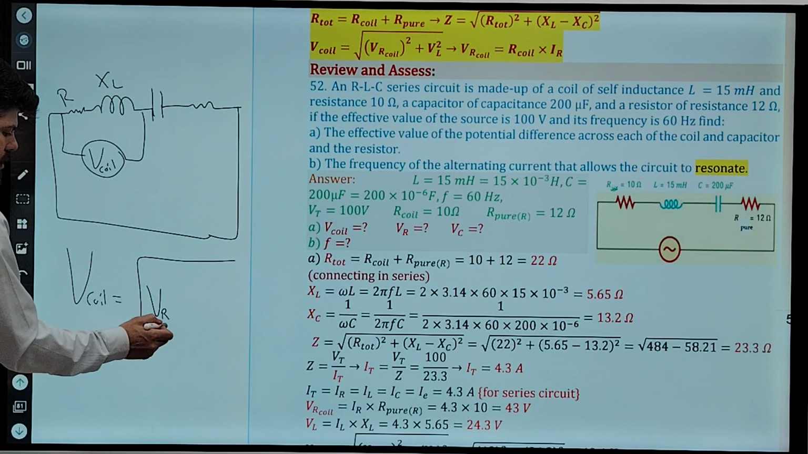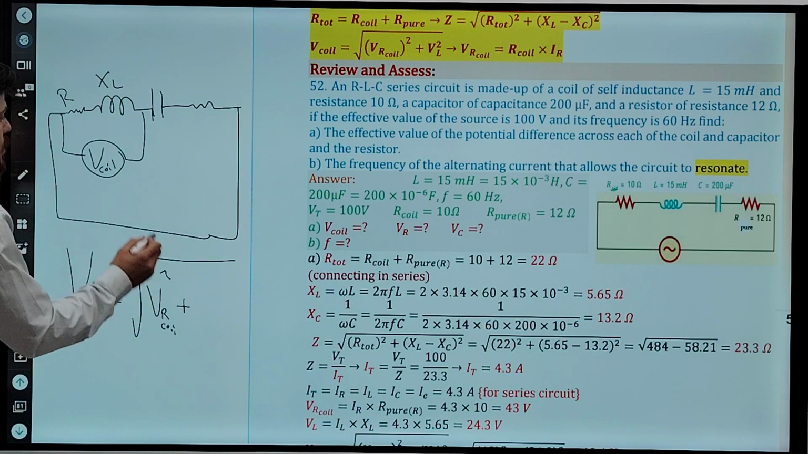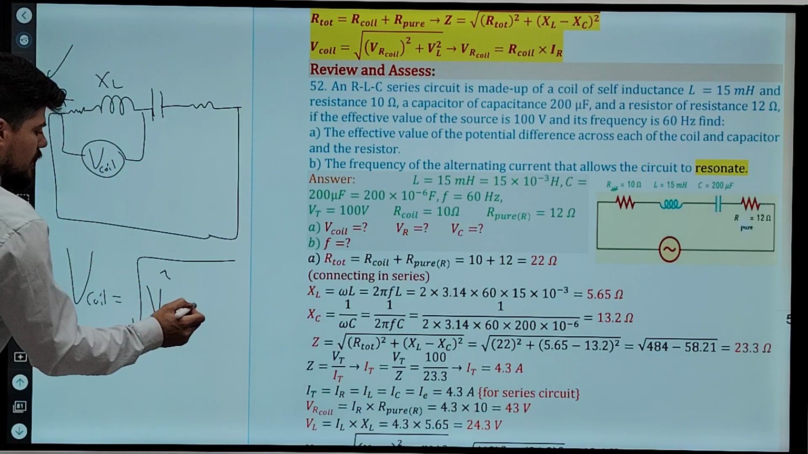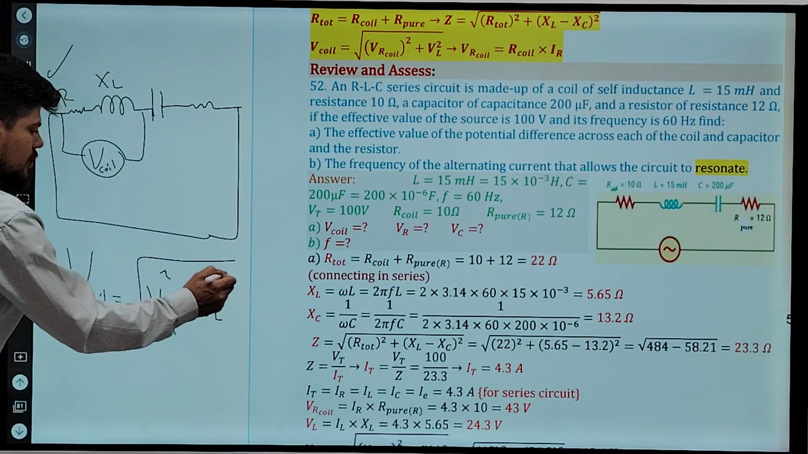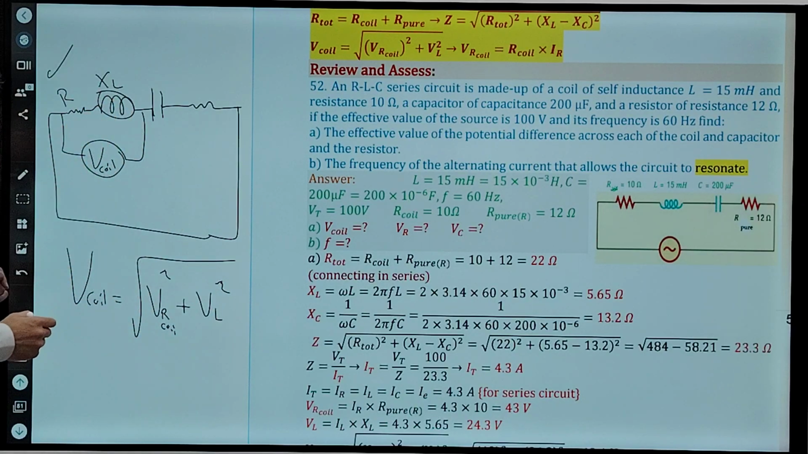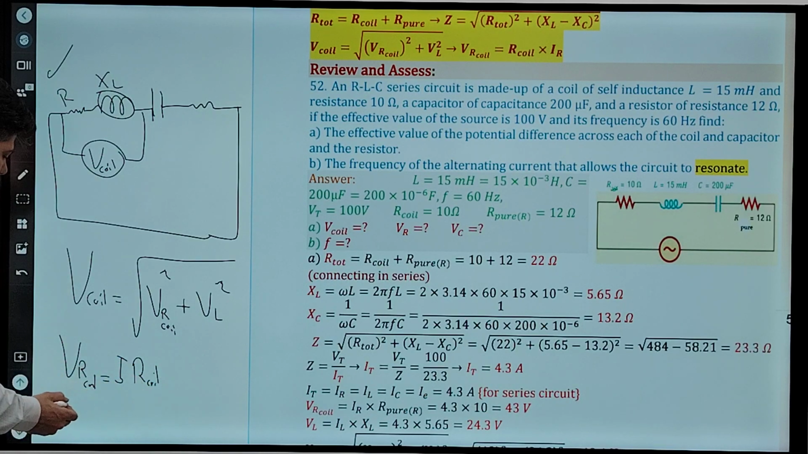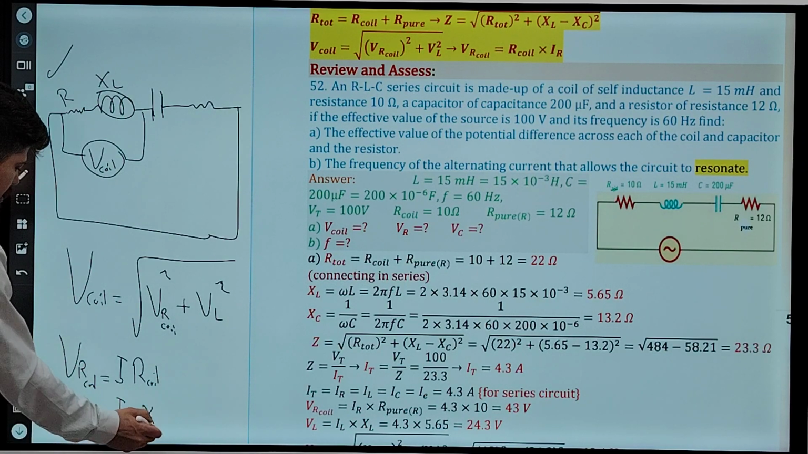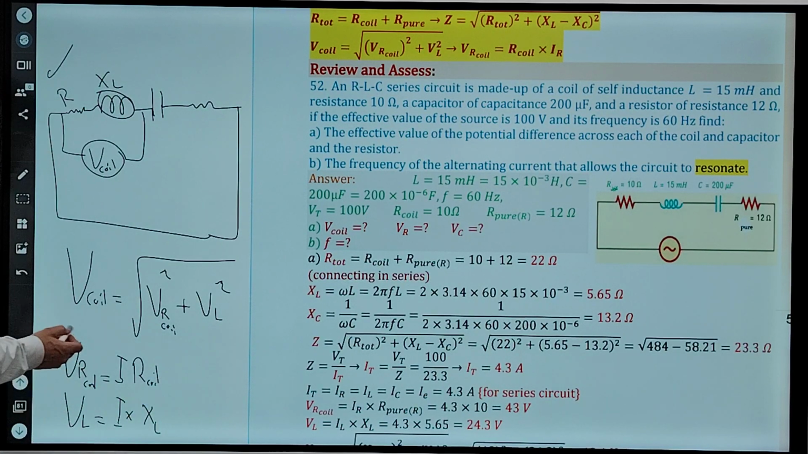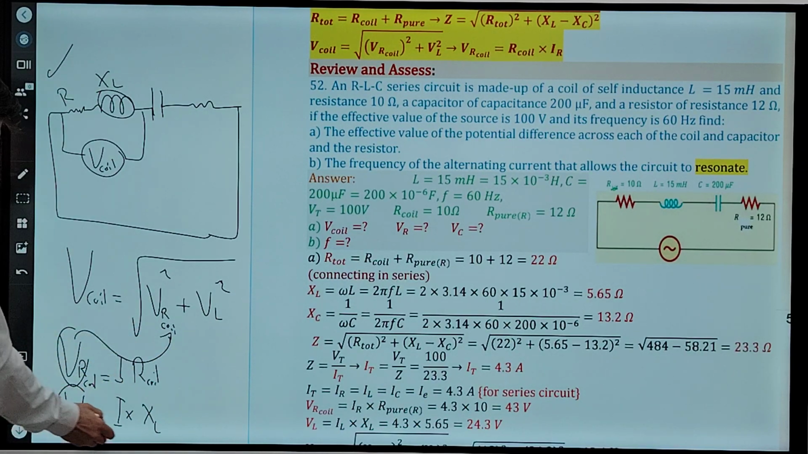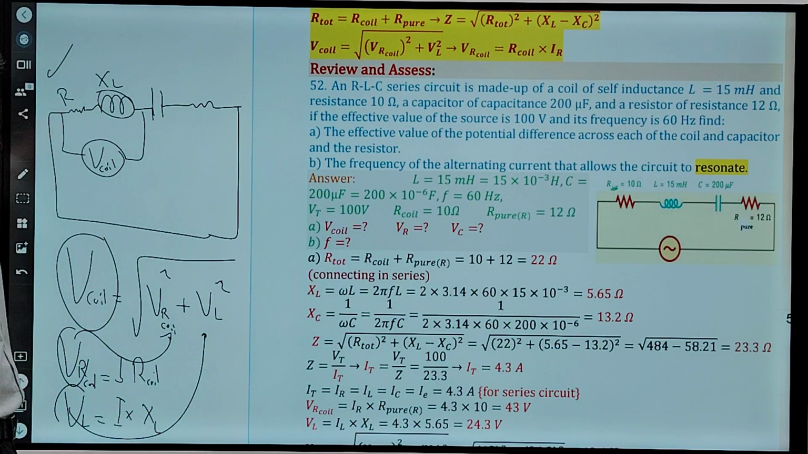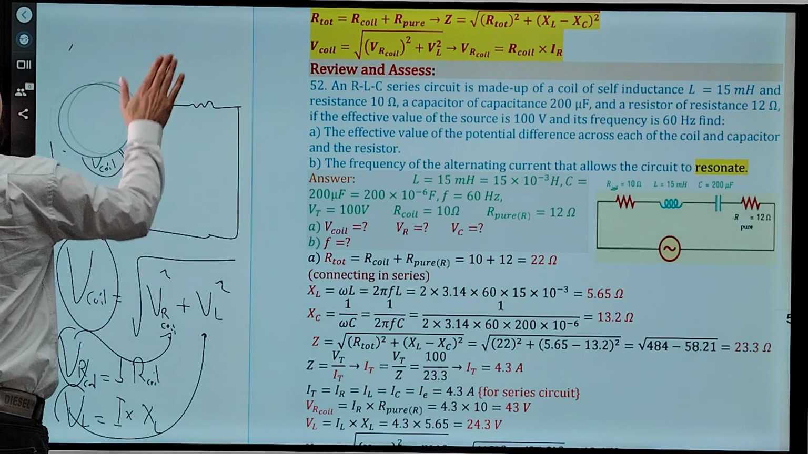VR squared, VR of the coil, plus, because we have resistance, plus VL squared, the potential difference across the inductance. How can you find VR? By using Ohm's law. VR of coil is equal to I R of coil, and VL is equal to I times XL. After that, you have to replace into this equation to find the potential difference across the coil.